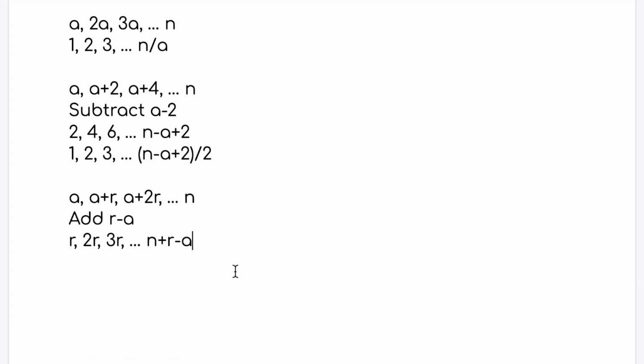So now what's the last step? We're going to divide by R. That's just going to give 1, 2, 3, and so on until we get to (n plus R minus A) over R. And now we could actually take this R out of here to make it a little bit simpler, perhaps. So then if we take that out, it's going to be just (n minus A) over R plus R over R, that's just 1. So the formula is simply (n minus A) over R plus 1 for this sequence here.